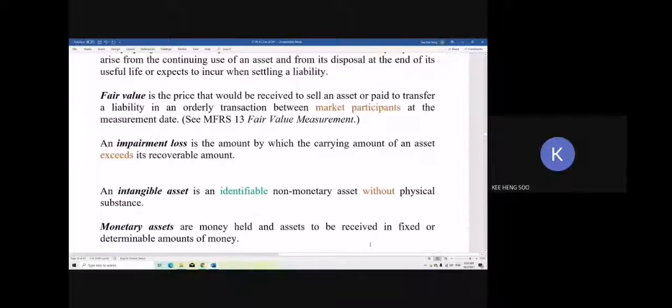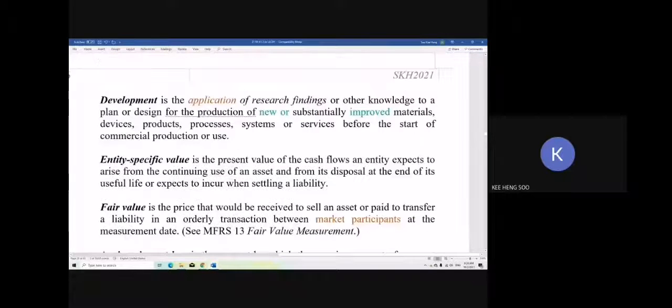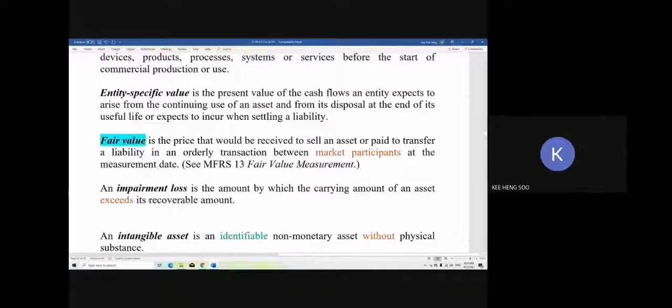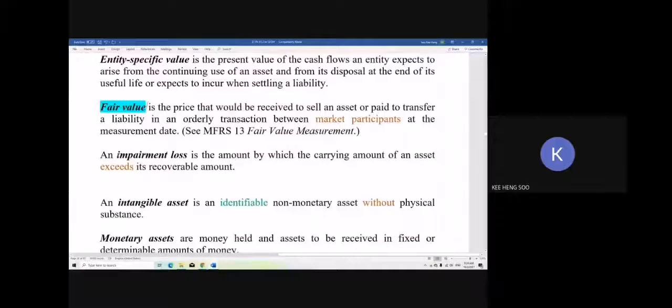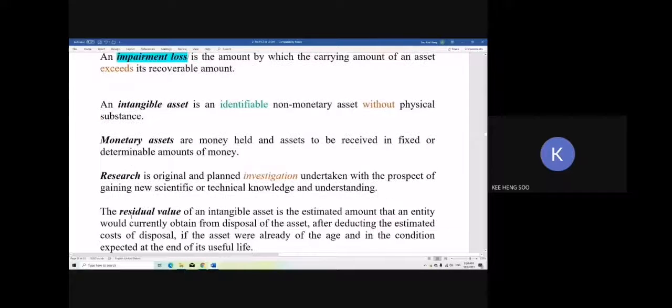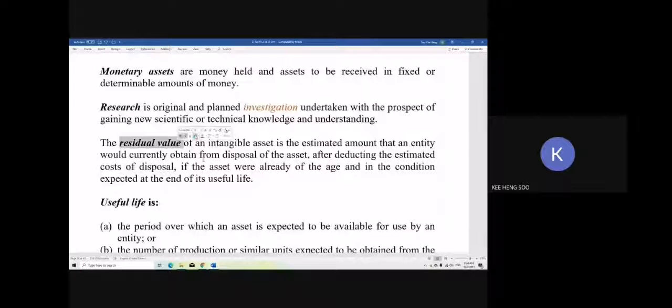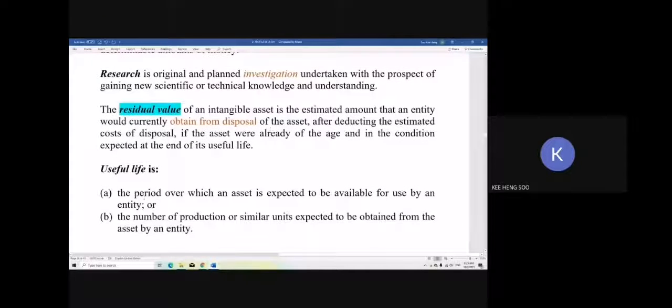The fair value, of course, is important. I mentioned that last week. Impairment loss. And for an intangible asset, residual value is the amount obtained from the disposal. Useful life is the period you measure, or sometimes it will be a number of units of production.